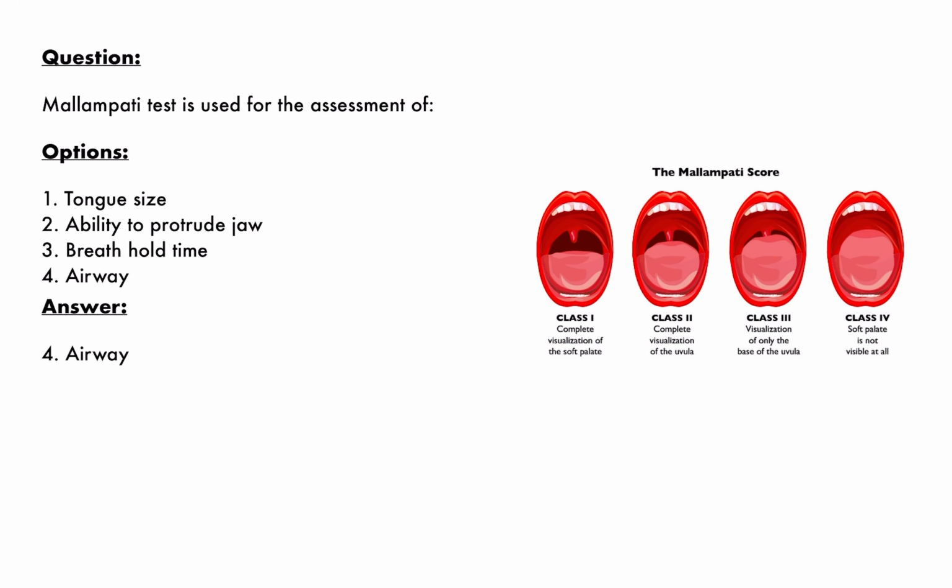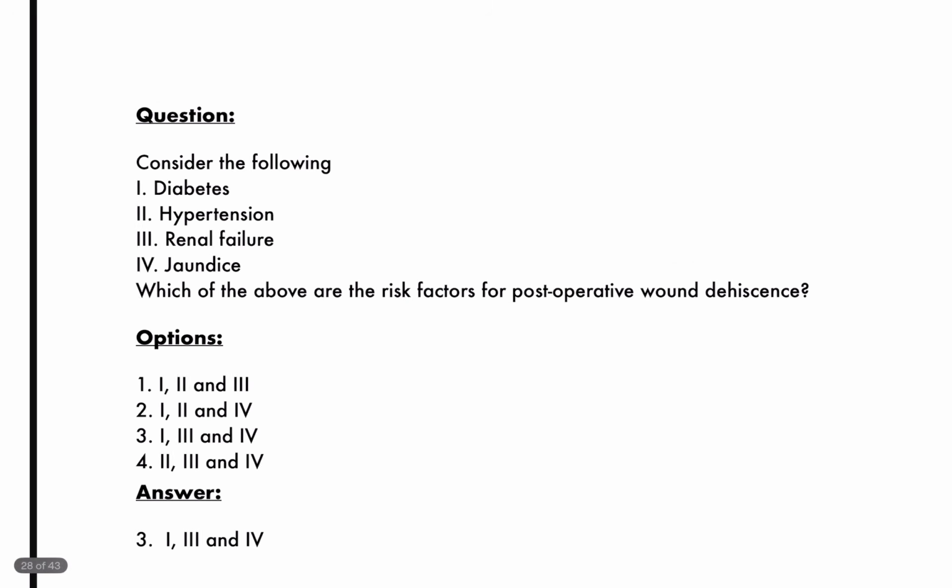Now Mallampati test, very easy. Mallampati test is used for assessment of airway. It will let you know if there is any difficult intubation. Okay, so there are 4 classes or grades in it. Complete visualization is class 1. Okay, if uvula is seen, class 2. If only the base of the uvula is seen, it's class 3. Soft palate if not visible, only hard palate is visible, is class 4. So this is the Mallampati score, very important. It's a frequent repeat in general surgery.